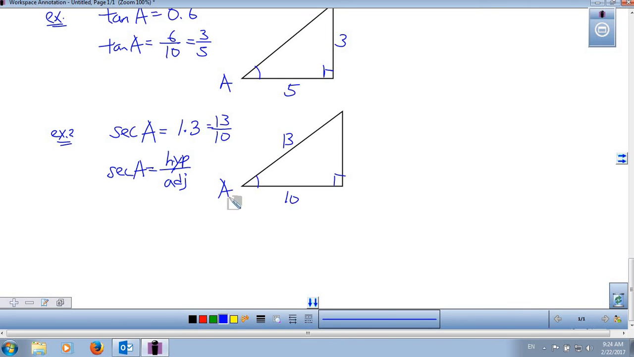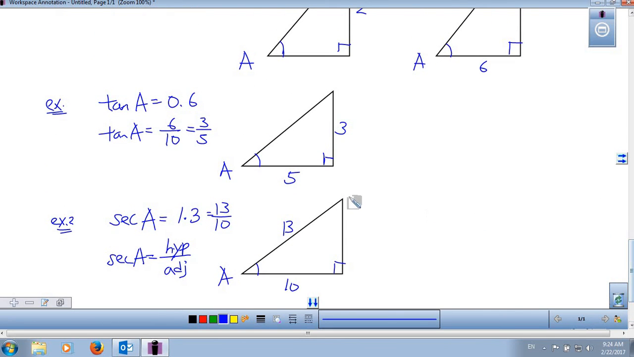All right, so this is it for our lesson today. Next lesson, we will continue to talk about functions of acute angles. We have several other topics that we need to cover.